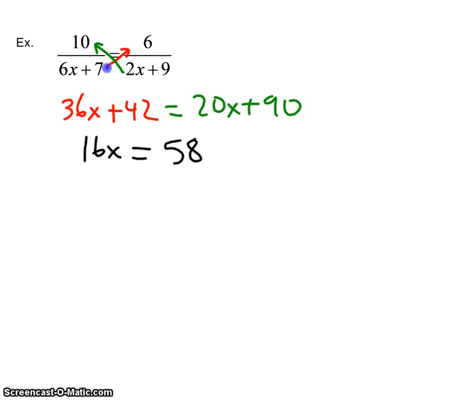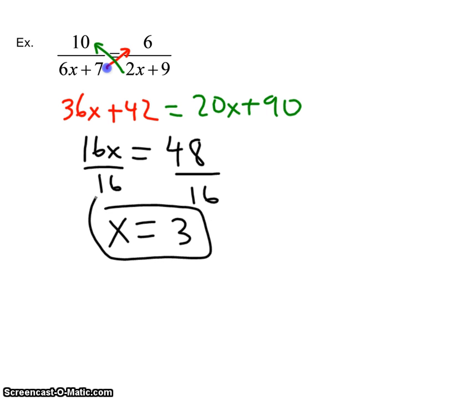Correct? Let me double check that. No, it looks like 48. Good catch, whoever caught that. 48, 48, 90. Yeah, correct. Divide by 16 on both sides. X equals 3. Good, you got an answer, but getting an answer is not good enough.